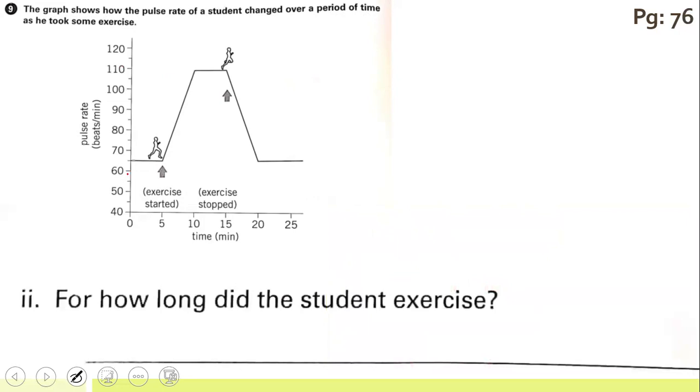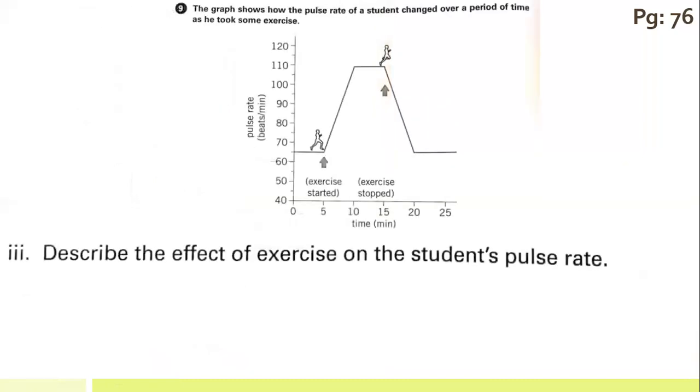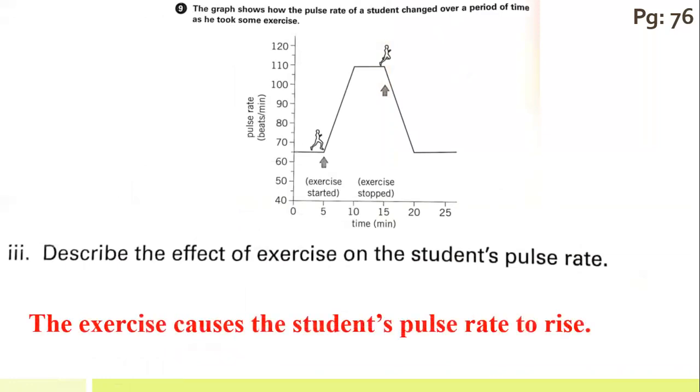For how long did the student exercise? It is quite clear that he starts from 5 and he ends at 15. So the difference, 15 minus 5, gives us 10. So he is exercising for 10 minutes. Describe the effect of the exercise on the student's pulse rate. The answer is the exercise causes the student's pulse rate to rise. You can see it here from this figure.